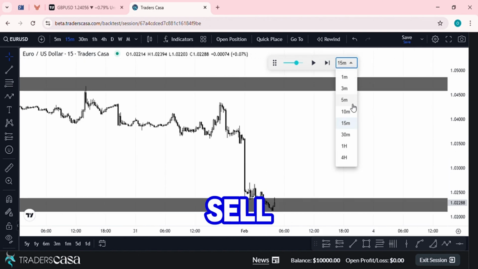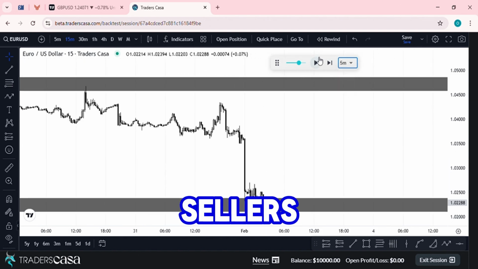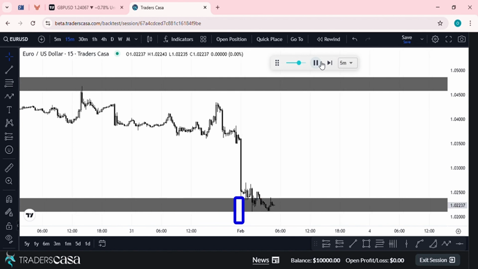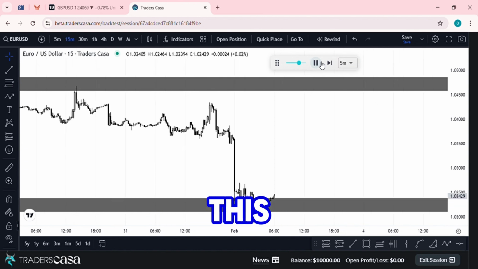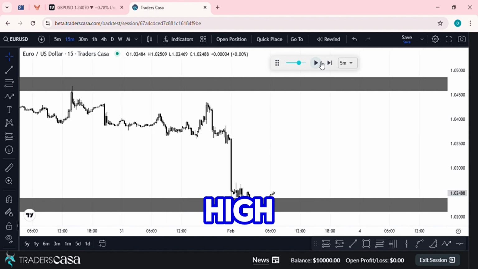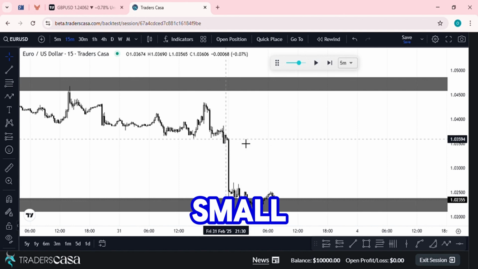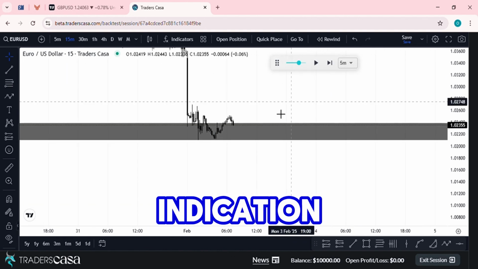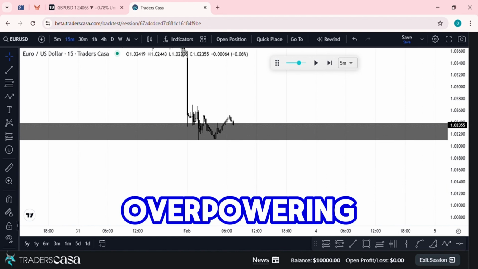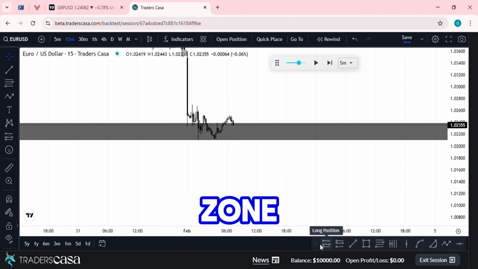So if I need to take a sell, I need to see significant sellers control supporting that. So what do I see over here? I see a sweep of Asia high with this liquidity over here, with this liquidity over here, sweep of Asia high during my Frankfurt open. And I see that with an inducement and then a small minor inducement over here, build up, inducement, push down. So this is indication that the sellers are in control, overpowering the previous buyer zone and coming all the way down here.